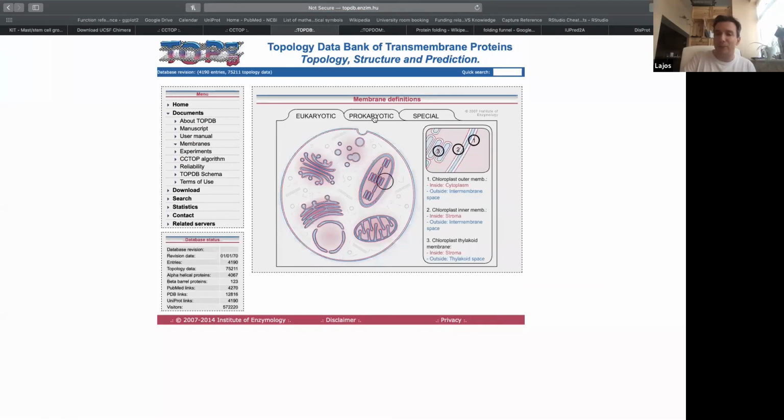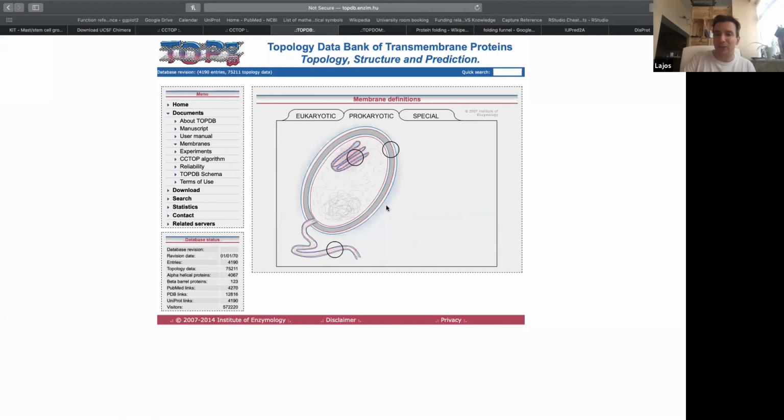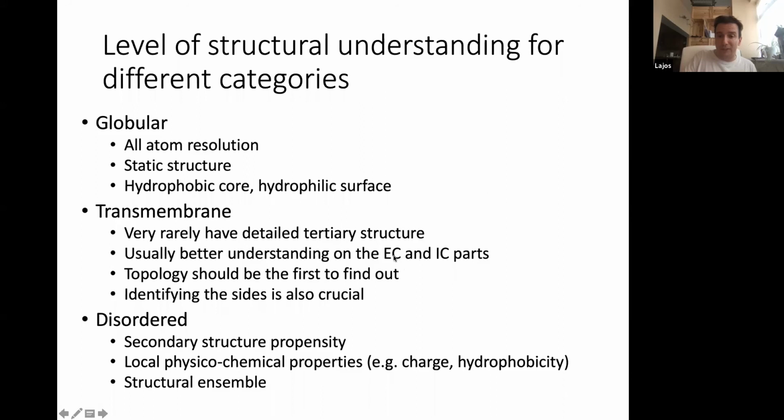In prokaryotic species, it's a bit easier, because there, of course, you have a double-layered membrane and a cell wall, so that's not as easy there either. But this is very important, because you have to know where your parts are if you want to reach them with some kind of antibody or a small molecule. This is the first thing you want to find out.